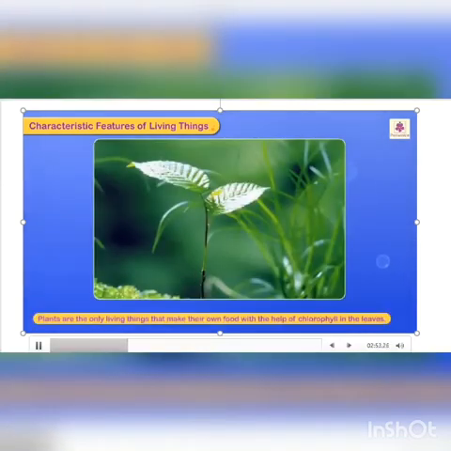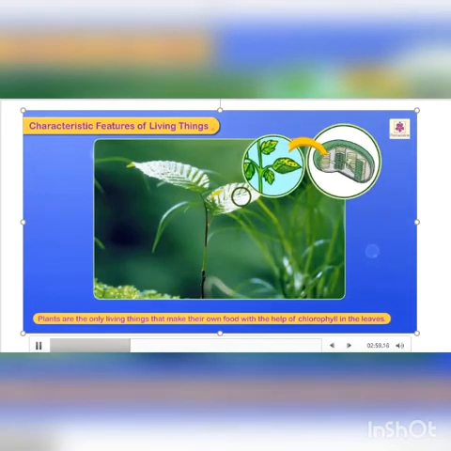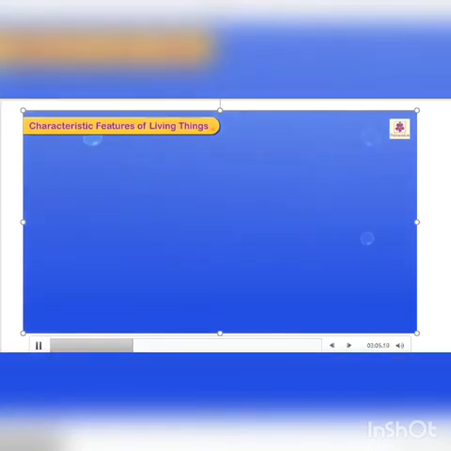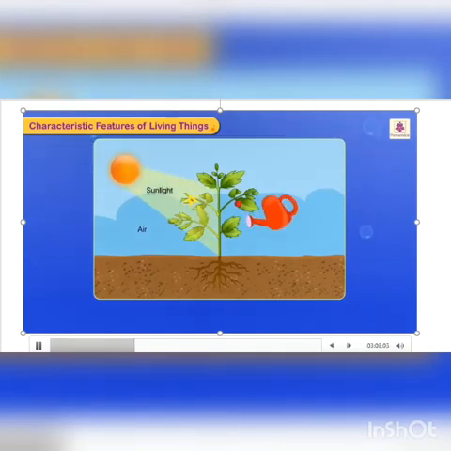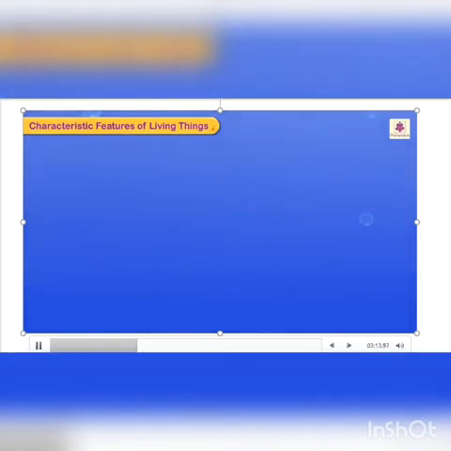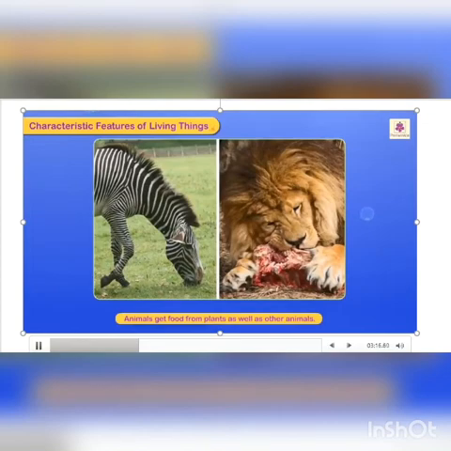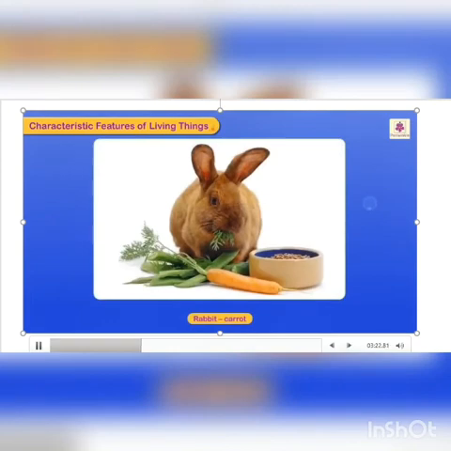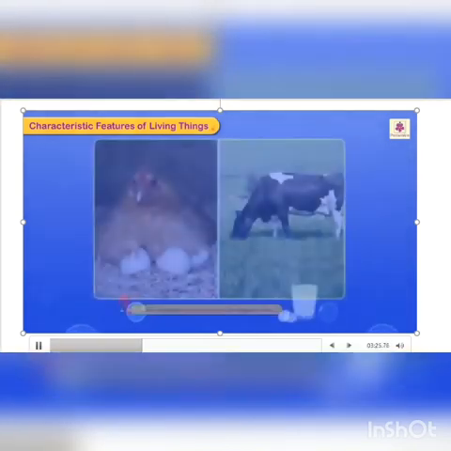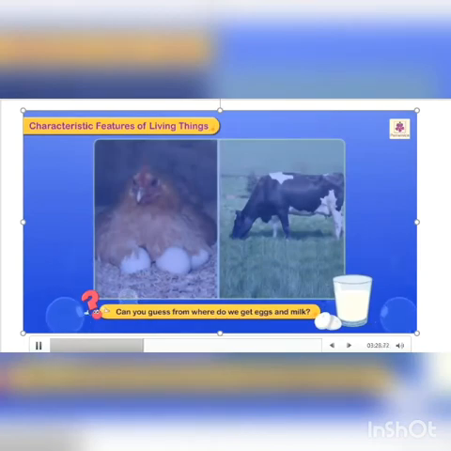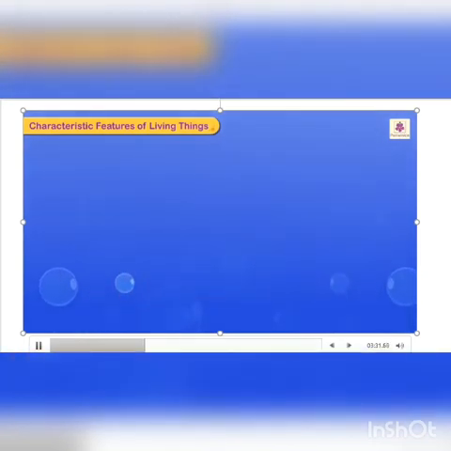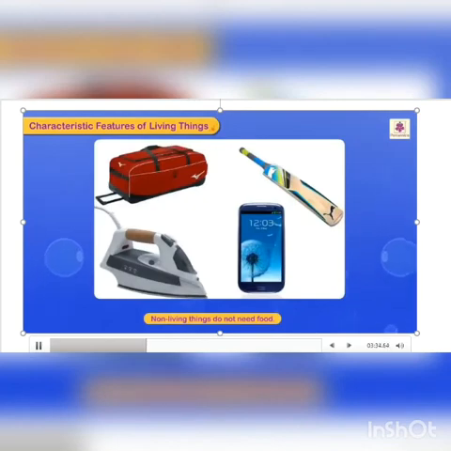Plants are the only living things that make their own food with the help of the green pigment called chlorophyll in the leaves. They use air, sunlight, water, and minerals to prepare food. Animals get food from plants as well as other animals. A rabbit feeds on carrot. Can you guess from where we get eggs and milk? Non-living things do not need food.